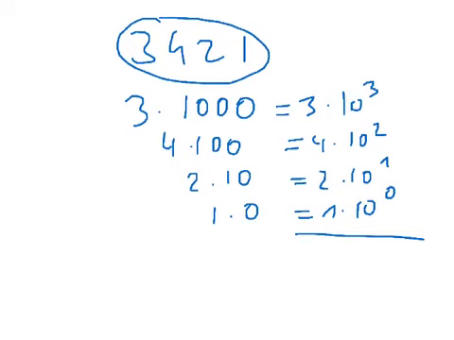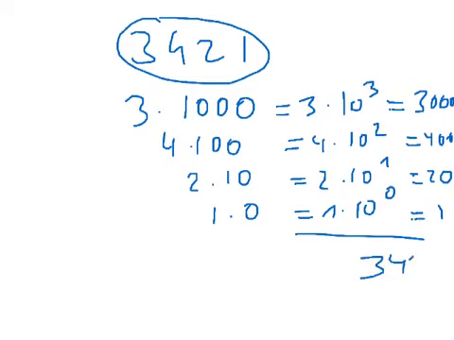If you add these things up, this is of course 3,000, this is 400, this is 20, and this is 1. You actually get 3,421. So this is the decimal system, and deci actually means 10, because it's to the basis 10.